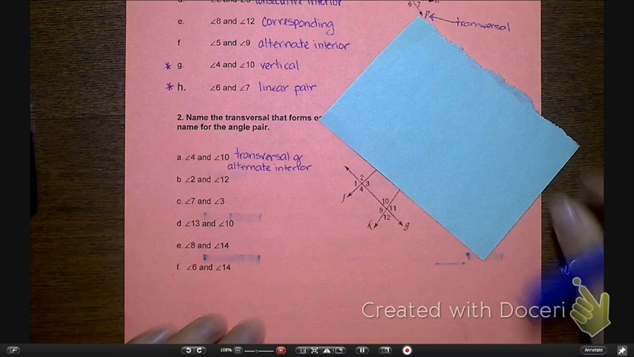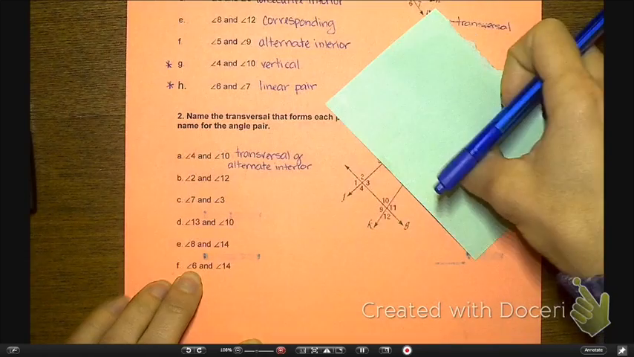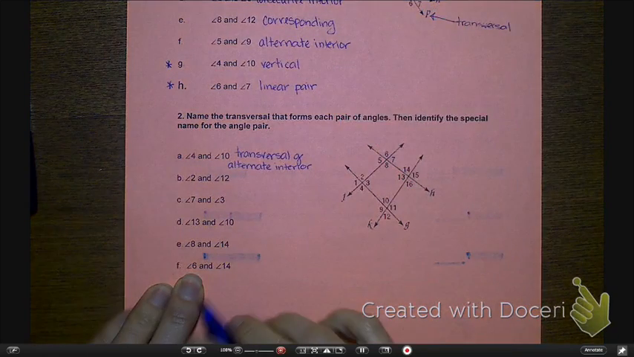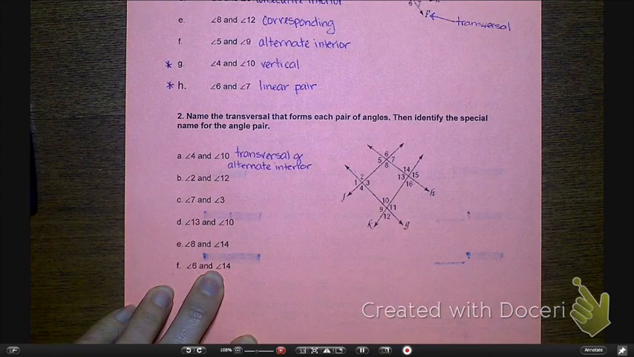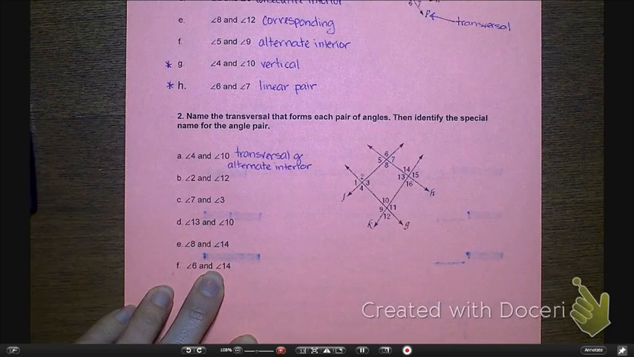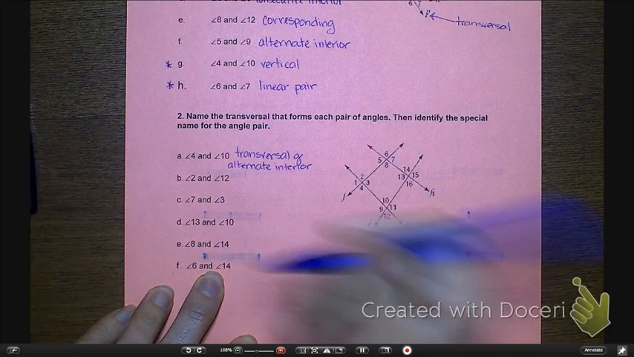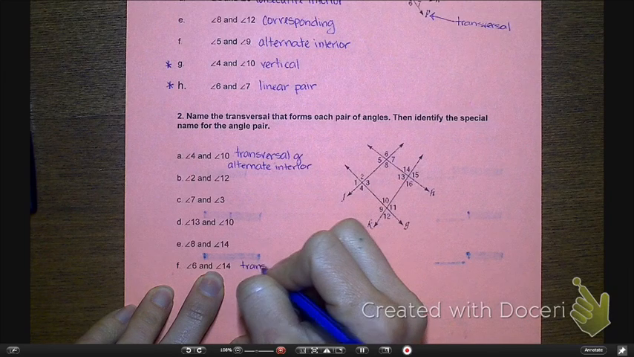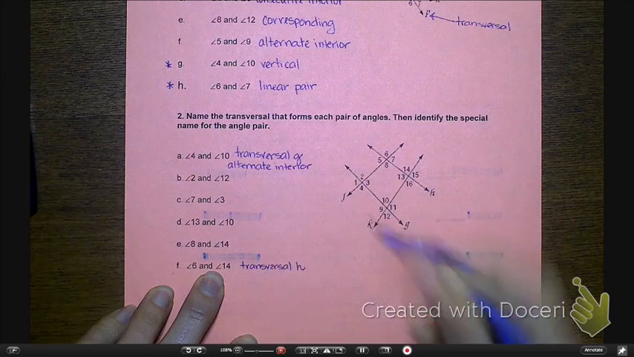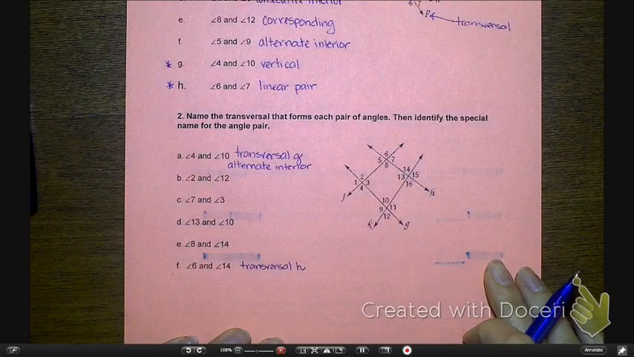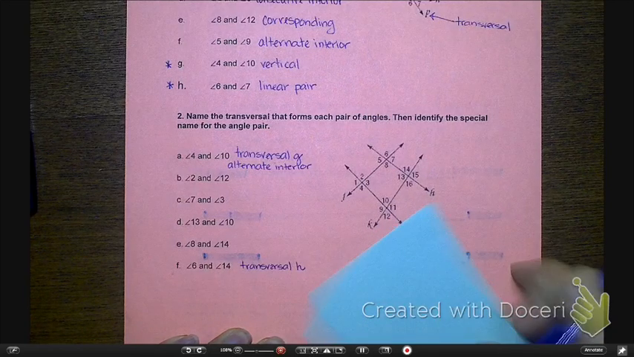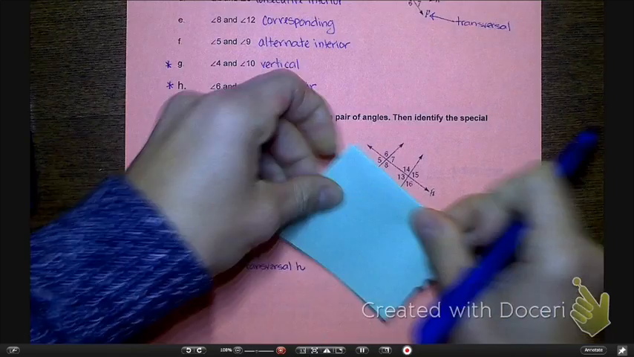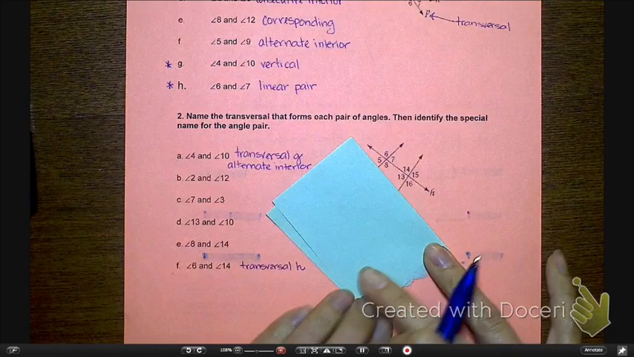All right. Let's skip down to letter F, the last one, okay? So letter F, it's angle 6 and angle 14. Those are over here. What line are both of those touching? They're both touching H, okay? So H is the transversal. Okay, and now let's cover up the unnecessary info. So I believe that whole part's unnecessary.